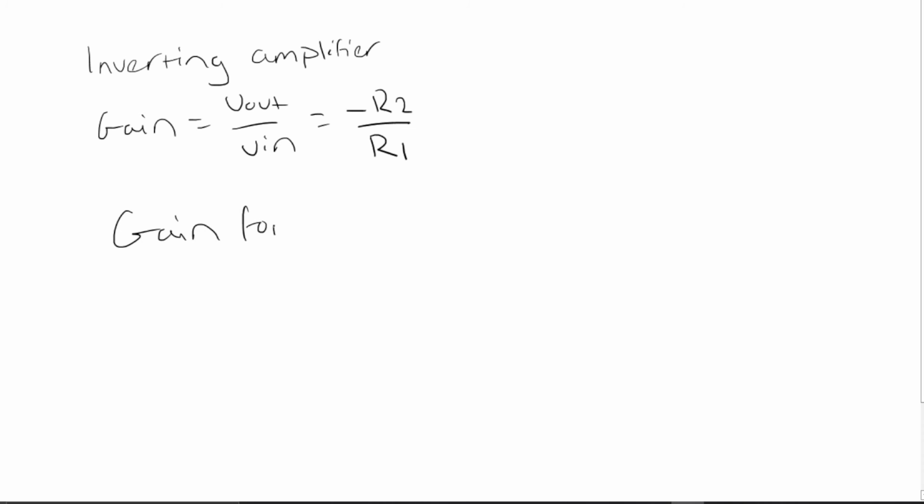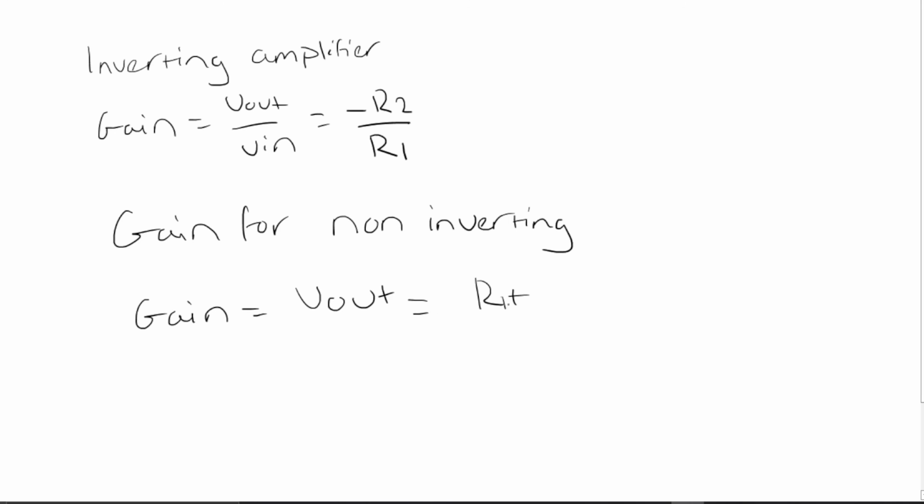And the gain for a non-inverting amplifier is: gain equals Vout over Vin equals R1 plus R2 over R1, and this equates to 1 plus R2 over R1.